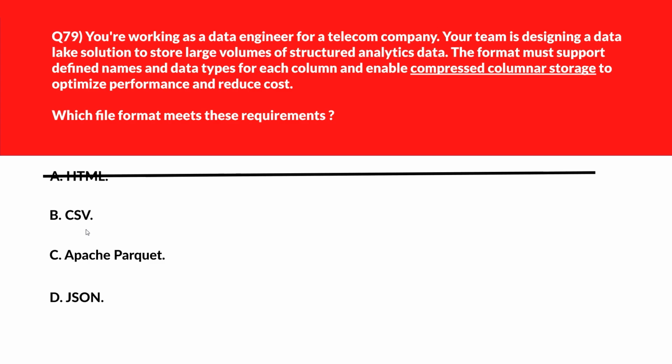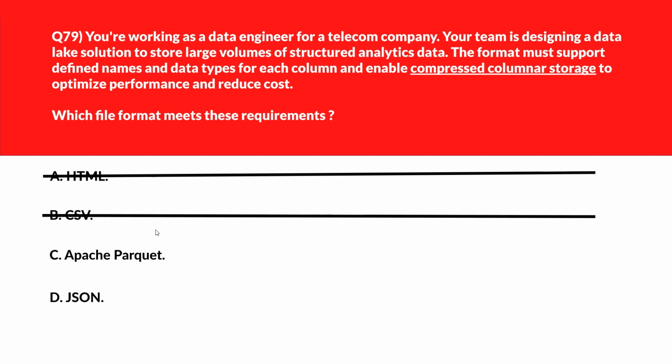B says CSV. CSV lacks data types and compression, making it inefficient for large-scale analytics. We'll move to option C. C is Apache Parquet. Parquet supports columnar storage with embedded schema and compression, which is perfect for analytical workloads. We'll keep this. Let's move to option D. D says JSON. JSON supports nested structures but doesn't offer columnar compression or typed schema.